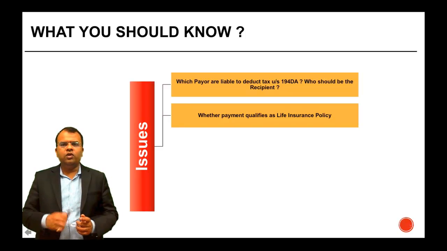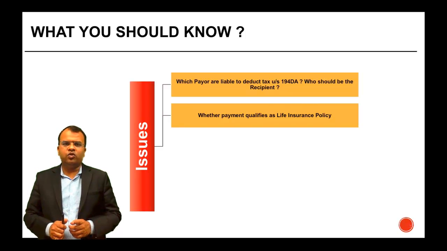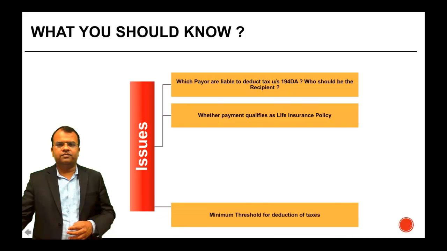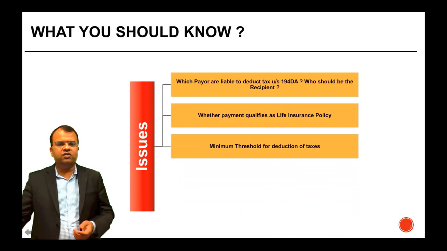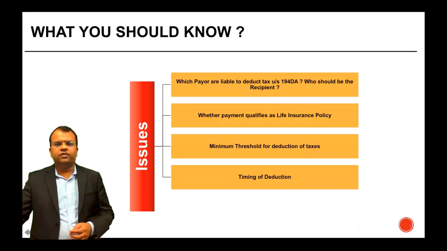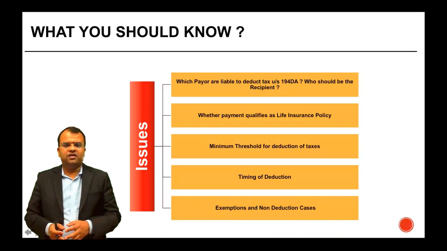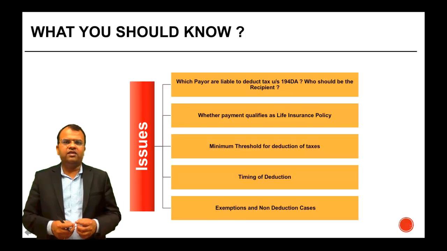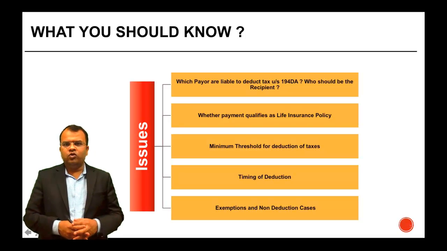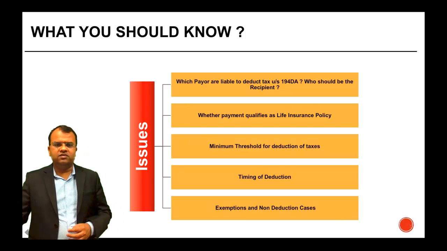Second is, what will qualify as a payment for life insurance policy? Because unless a payment qualifies as payments towards life insurance policy, it will not be liable for deduction under this section. What is the minimum threshold below which TDS is not required to be deducted under this section? When is TDS required to be deducted? And what are the cases where an exemption may be available where there will be no deduction of TDS under this particular section? So let's go one by one and answer all these questions.